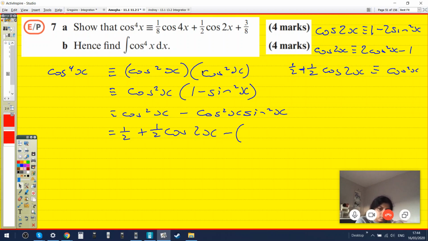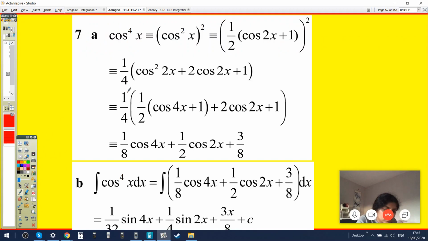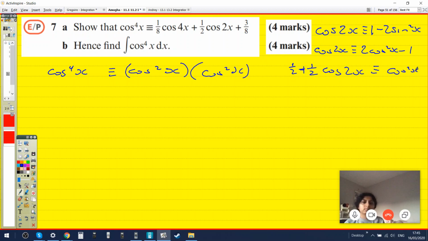So they did this bit. That should be cos 2x plus 1 divided by 2 for cos squared x. So I don't think that half plus half cos 2x is right. Yeah, it is. Never mind. It's all true, but they just wrote it differently and then I got confused. So cos squared x times cos squared x, and it's the same thing.